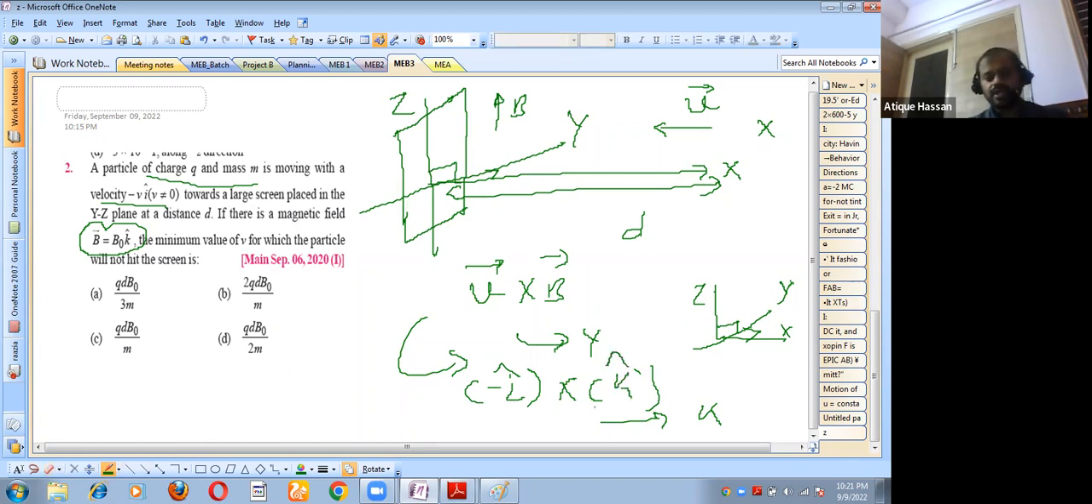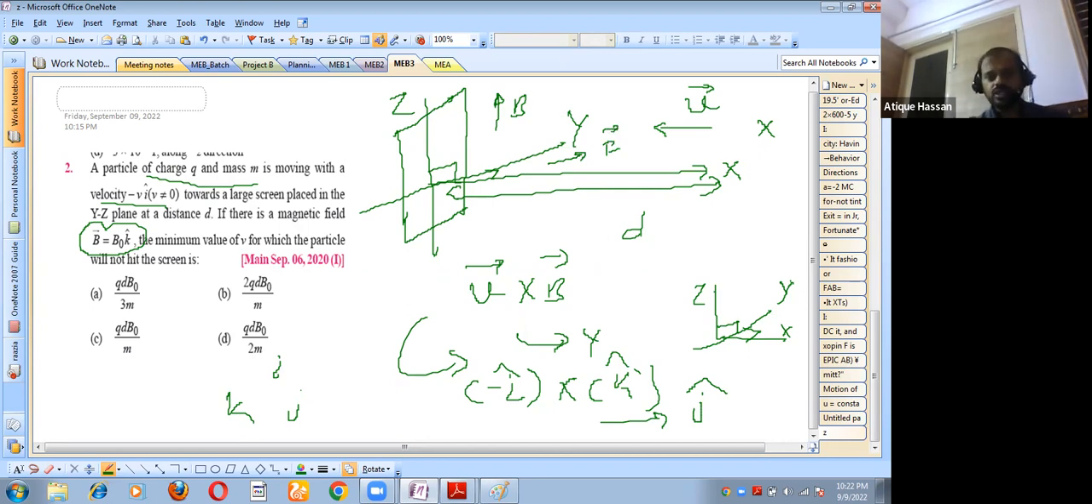So we know that i, j, k: k cross i is j, and i cross k is minus j. So with minus i it should be minus minus plus, it should be plus j, right? So V cross B will be equal to j. You can also see it from the right hand rule. So the force acting on the charged particle will be along the Y direction, right?